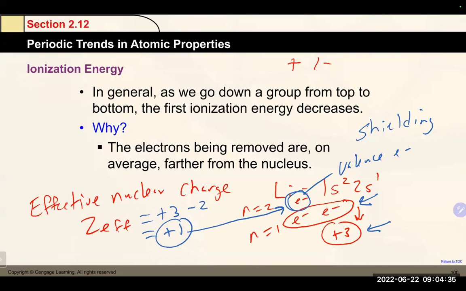Z effective increases as you go to the right. Again, more protons, going to have a little higher of an attractive force to begin with. And again, that's why it takes a little bit more energy as you go up and to the right on the periodic table to remove an electron. Any questions on that there?